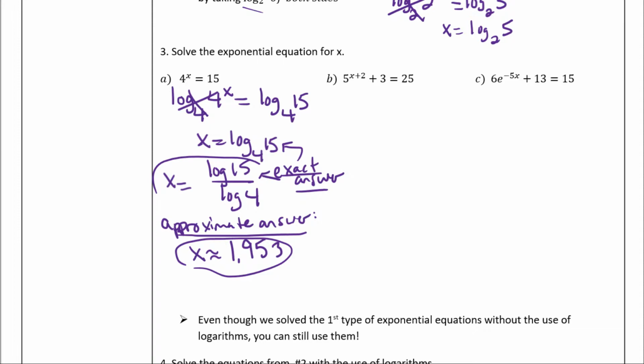Or if they want the exact answer, you can use that, or you can use that. Depending on what they're asking about, you can use either of these for the exact answer, or you can use the approximate answer.